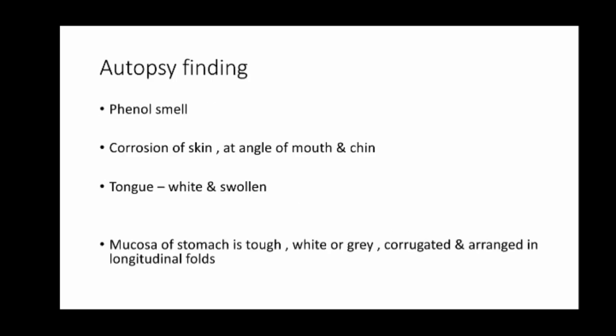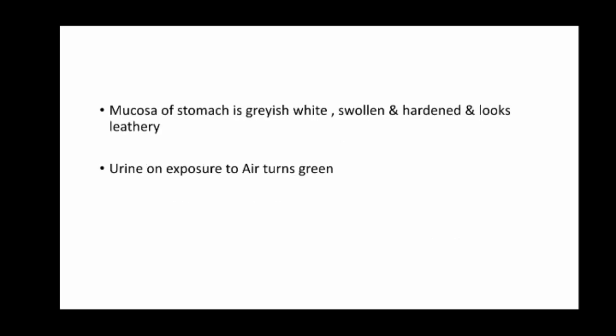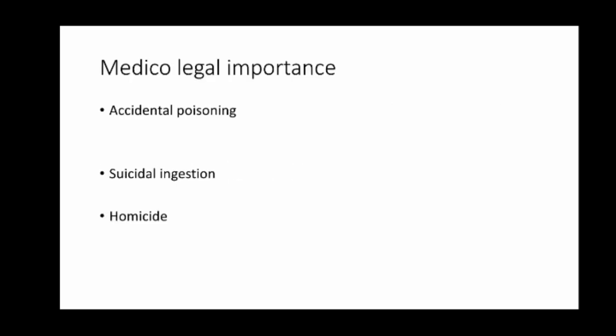Coming to autopsy findings, when the stomach is opened, it smells like phenol. So we can conclude it may be phenol poisoning. There is corrosion of the skin at the angle of the mouth and chin, and the tongue is white and swollen. The mucosa of the stomach is tough, white or grey, corrugated and arranged in longitudinal folds, swollen, hardened, and looks leathery. The urine, on exposure to the air, turns green.